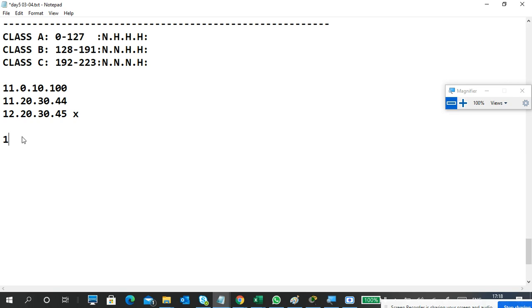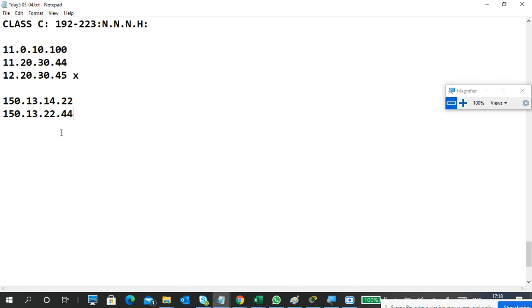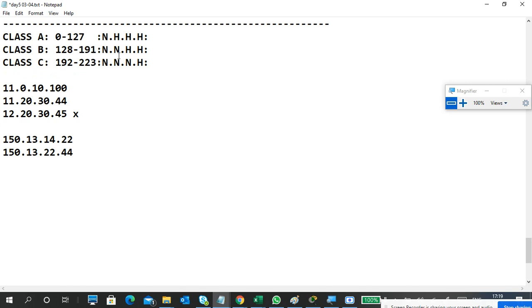For example, 150.13.14.22 and 150.13.22.44. Both can communicate with each other. How can we tell? The first portion and second portion are the same on both sides. Here is 150, here is 150, 13, 13. Both sides' network portion is the same. So in class B, the first two portions are the network portion. If both have the same network portion, it means they can communicate with each other.